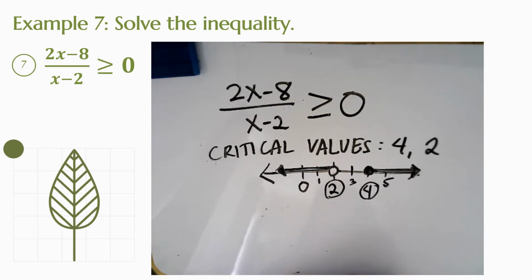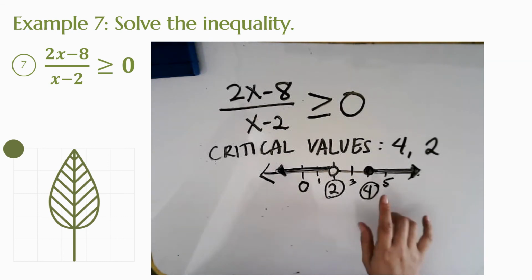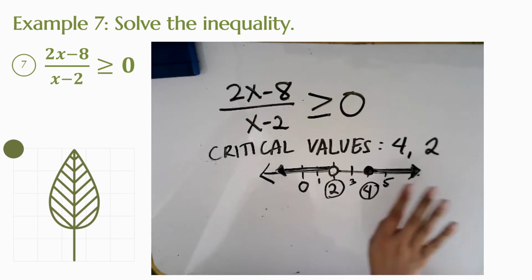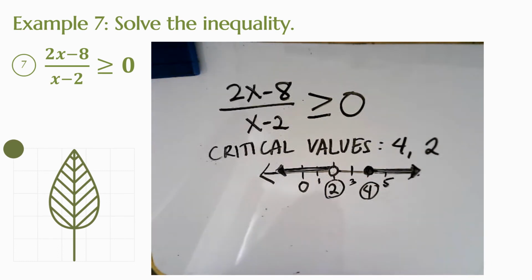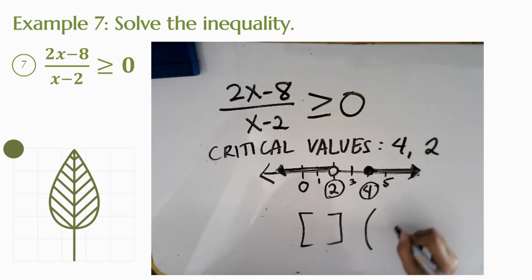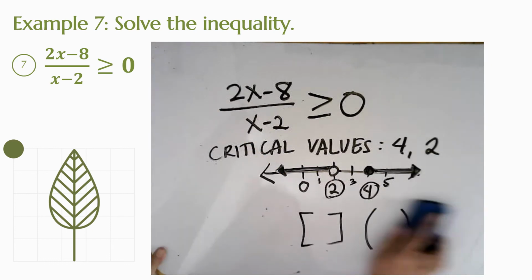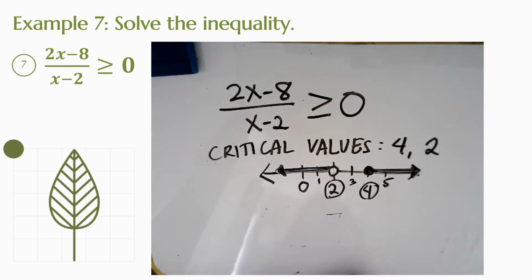And another solution can be found on this area from positive 4 up to positive infinity. And 4 is included. So if a critical value is included, then you're going to use a bracket. But if a critical value is not included, then you have to use a parenthesis. So our final answer would look like this. It starts on negative infinity, and it's endless. There is no endpoint for that, so we're going to use parentheses.